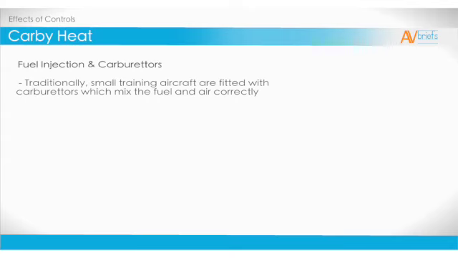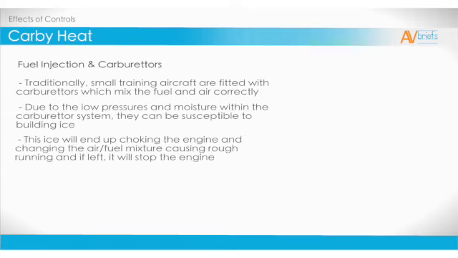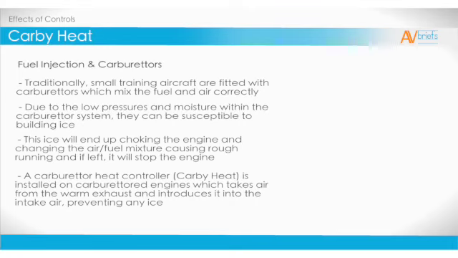Due to the low pressures and moisture within the carburetor system, they can be susceptible to building ice in the opening. This ice will end up choking the engine and changing the air to fuel mixture, causing rough running, and if left, it will stop the engine. A carburetor heat control, also known as Carby Heat, is installed on carbureted engines, which takes air from the warm exhaust, and introduces it into the intake air. This should prevent any ice building up.